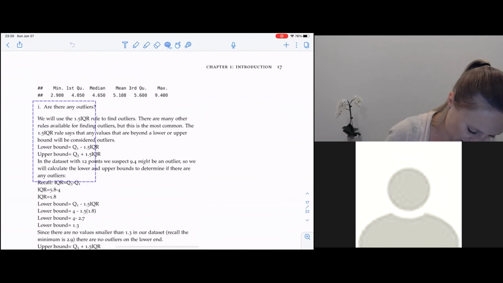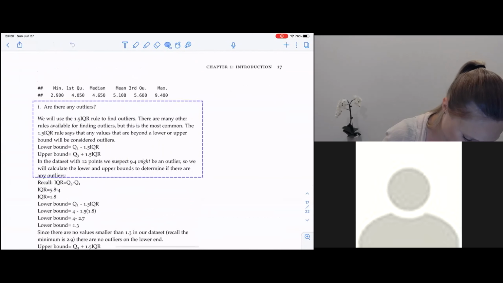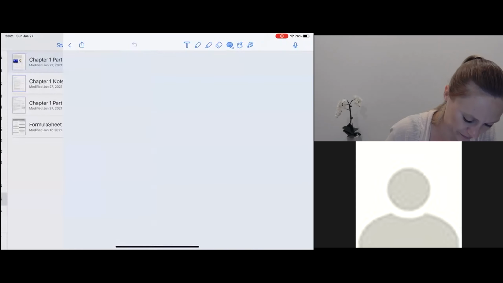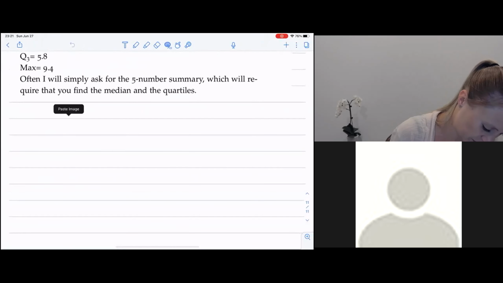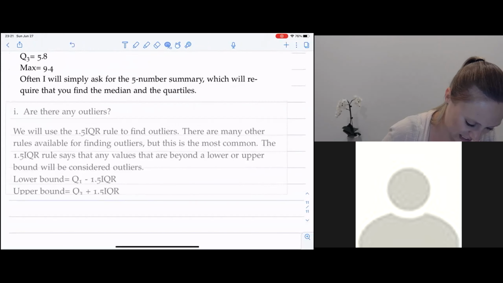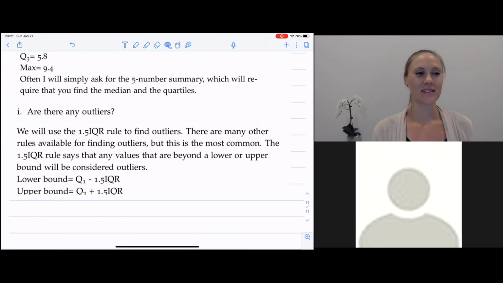So, are there any outliers? Start here. Seems like an easy enough question to answer, right? Are there any outliers? But what's very common is that we're going to use the 1.5 IQR rule to find outliers.